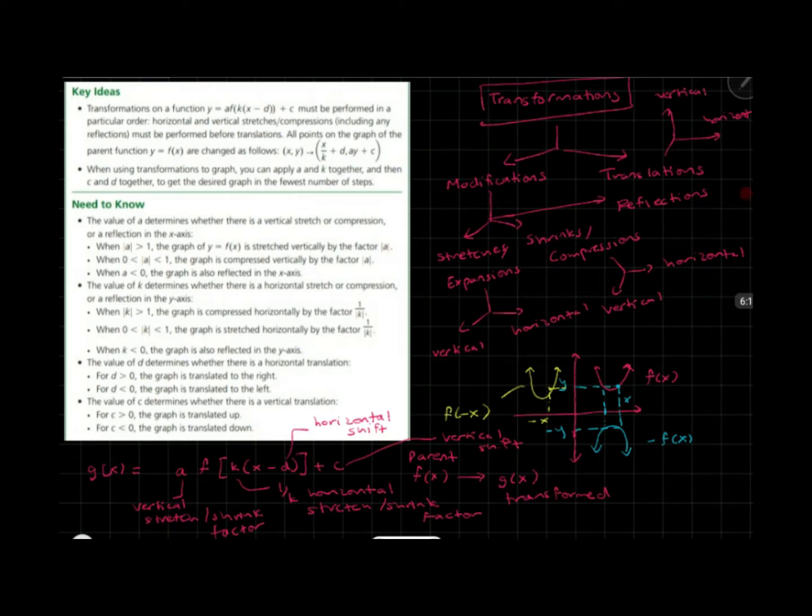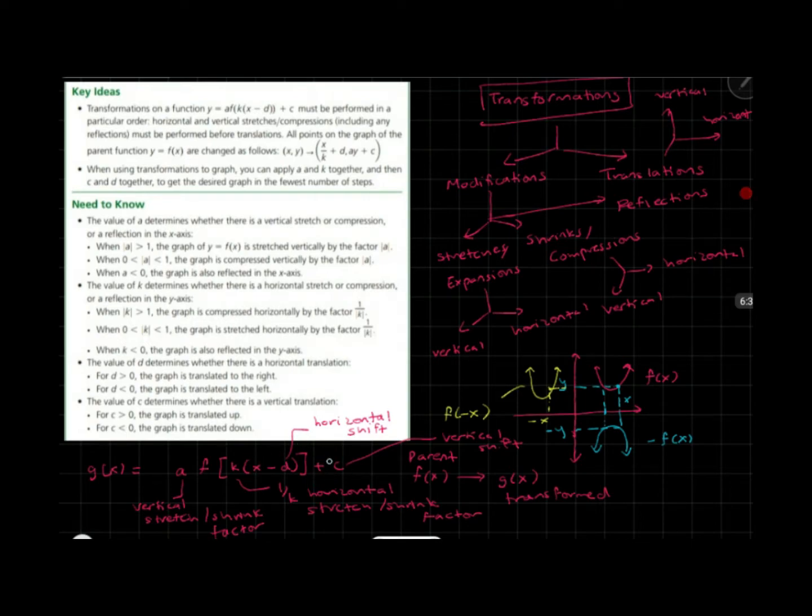Okay, and when k is less than 0, the graph is also reflected in the y-axis. So for the values of d and c, d is your horizontal shift. If d is greater than 0, we have a shift of d units to the right. If d is less than 0, we have a shift of d units to the left.